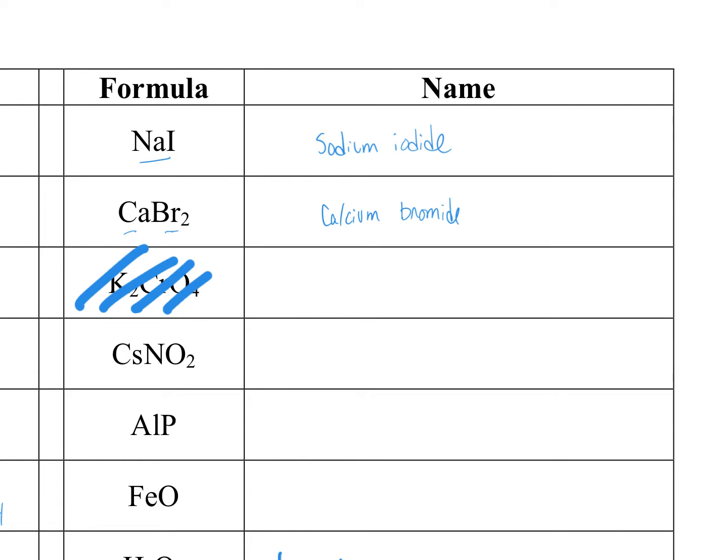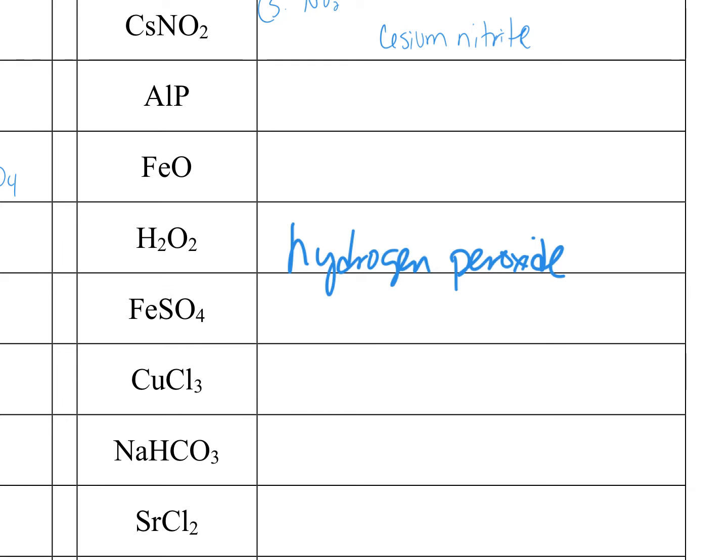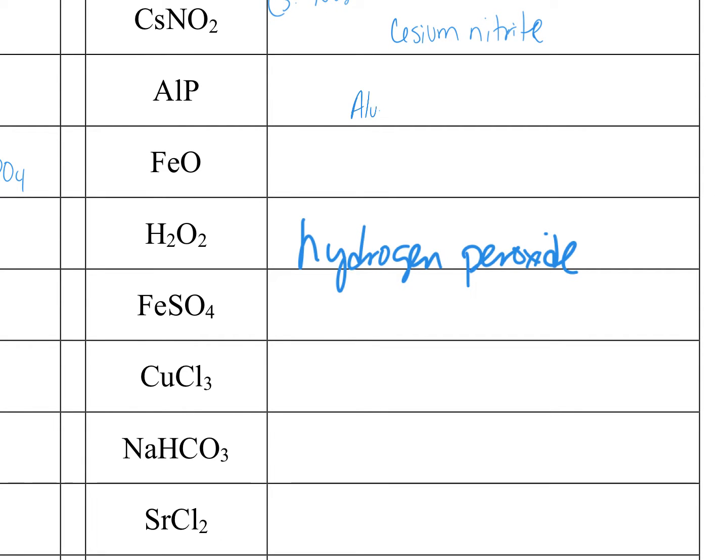Next we have CsNO2. Cs is cesium, and that has a charge of +1. And nitrite is NO2-, so that becomes cesium nitrite. Don't even need to know the charges there, just need to know the names. Okay. Next we have AlP. That is aluminum, and phosphate becomes phosphide. That should be lowercase, my apologies.